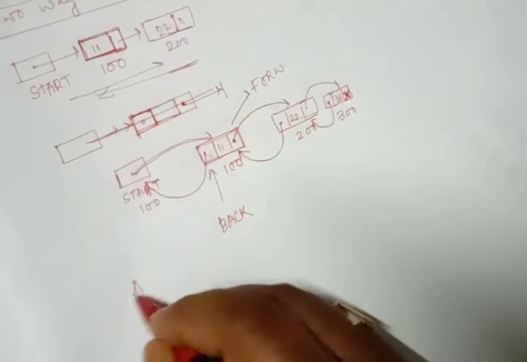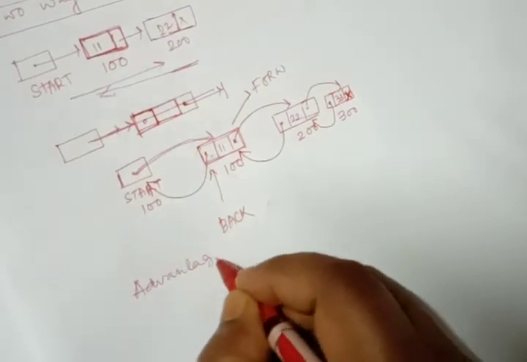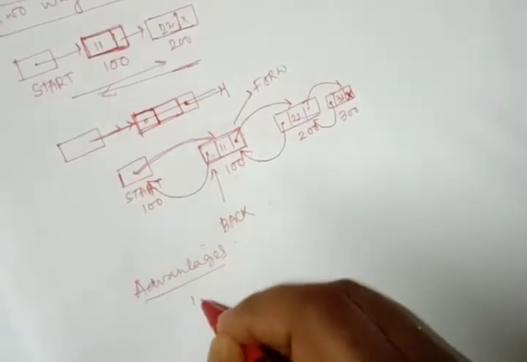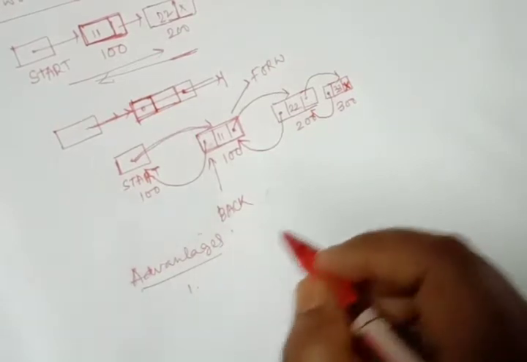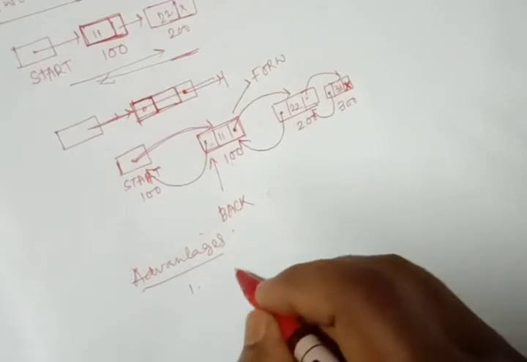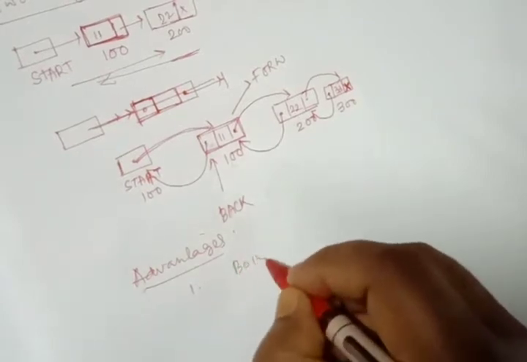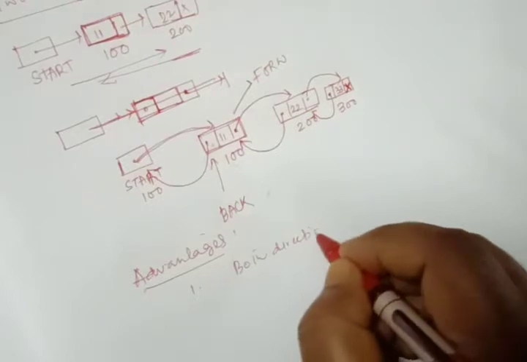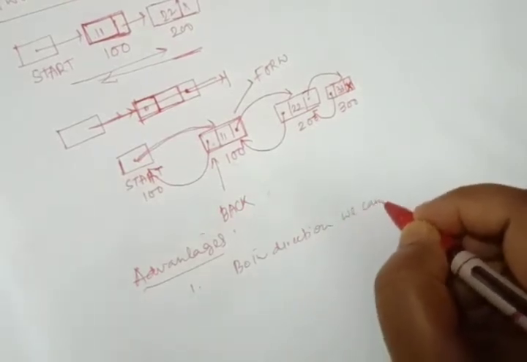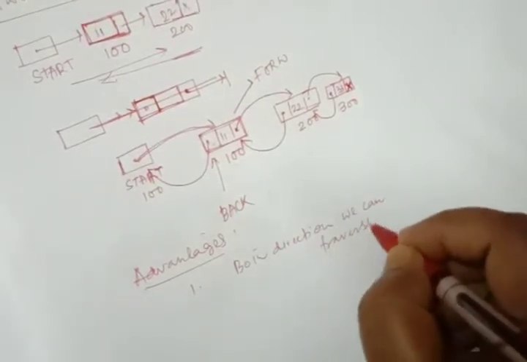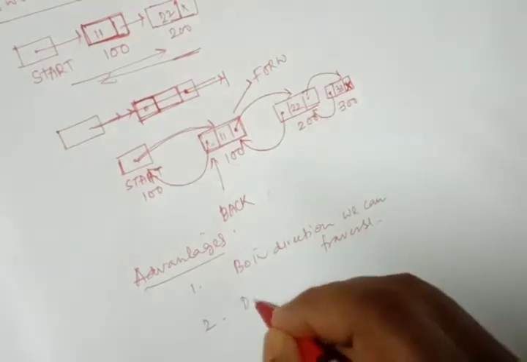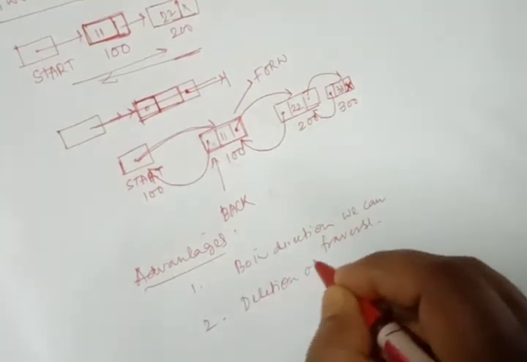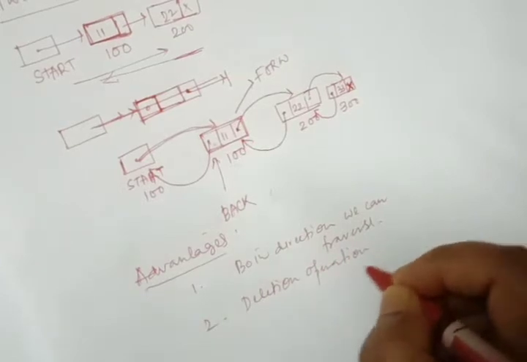Now what are the advantages and disadvantages of a two-way list? The advantages are like this. A two-way linked list can traverse both forward as well as backward, so in both directions we can traverse. And number two, the deletion operation in a two-way list is more efficient compared to the one-way list.